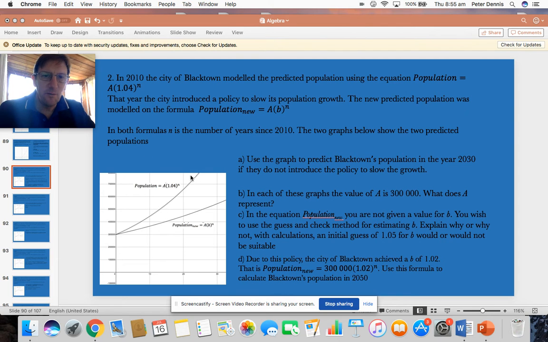So here's what would happen if the city of Blacktown did nothing. Here's what they wanted to happen, that they want a smaller population growth. Use the graph to predict Blacktown's population in the year 2030.